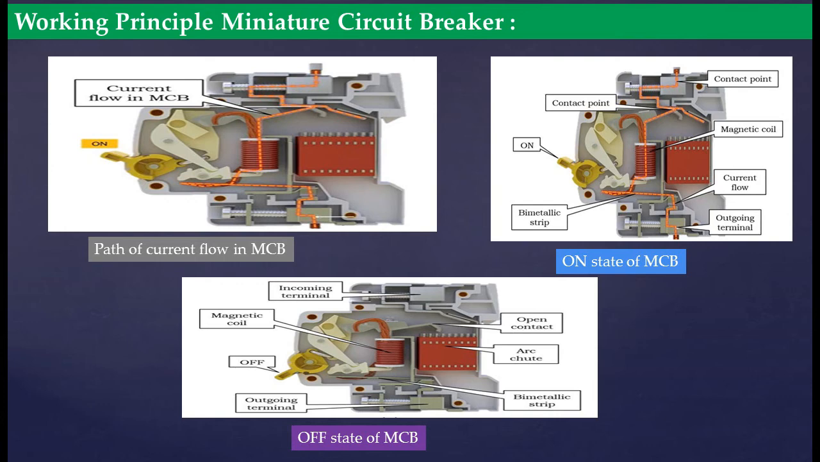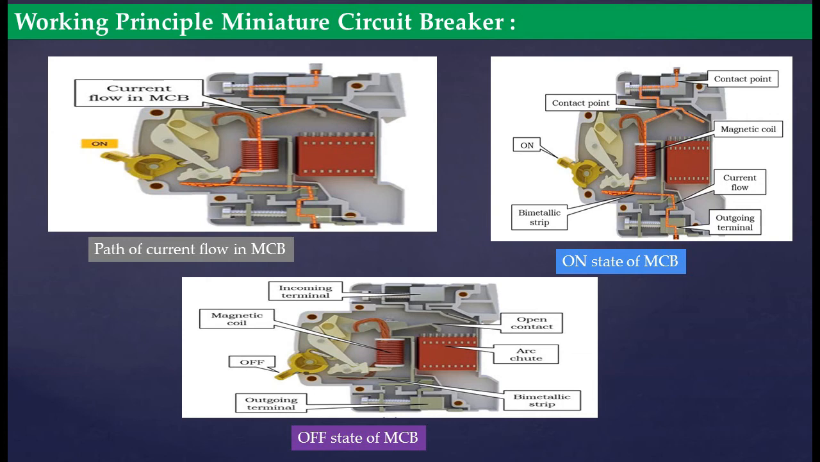The thermal operation of miniature circuit breaker is achieved with a bimetallic strip. Whenever continuous overcurrent flows through MCB, the bimetallic strip is heated and deflected by bending. This deflection of bimetallic strip releases a mechanical latch. As this mechanical latch is attached to the operating mechanism, it causes the miniature circuit breaker's contacts to open.